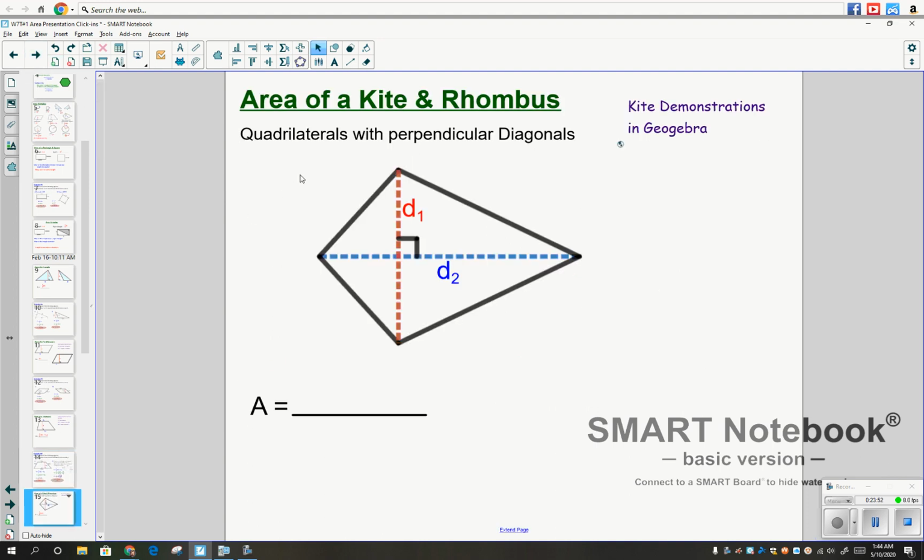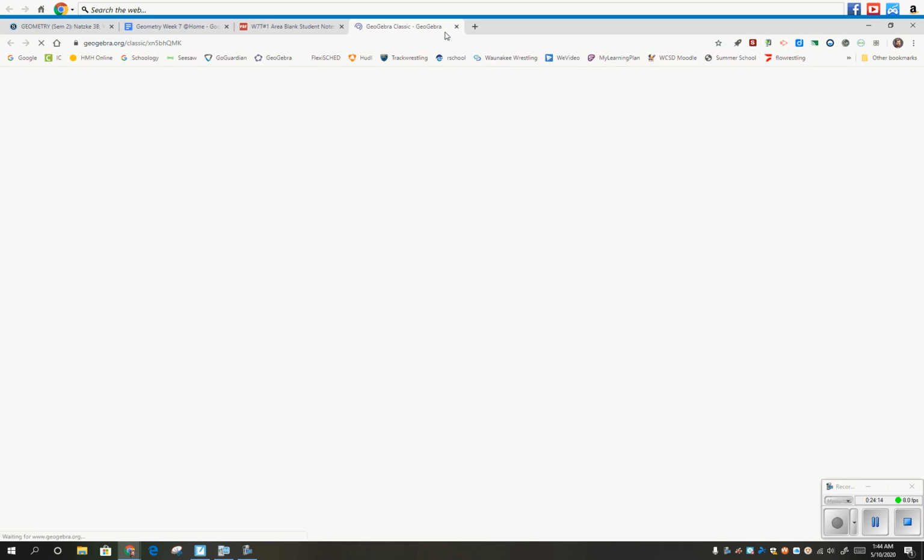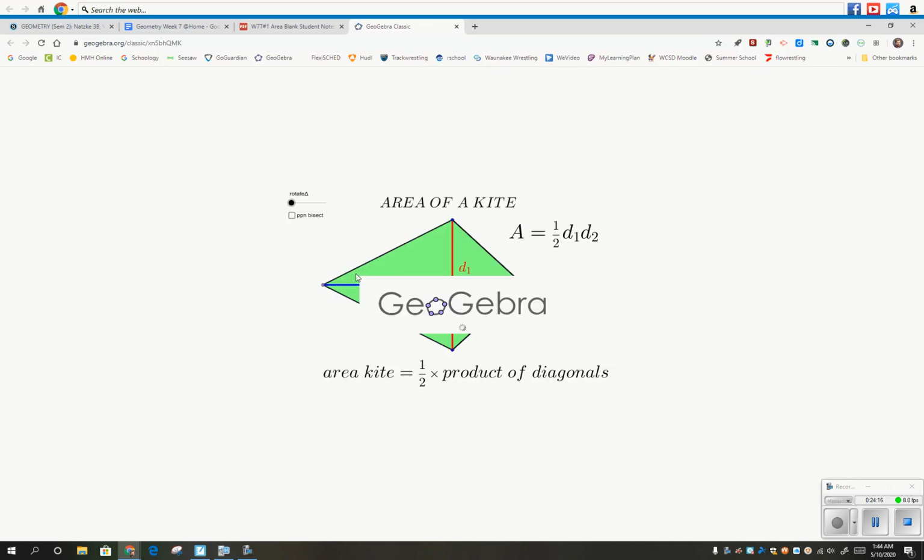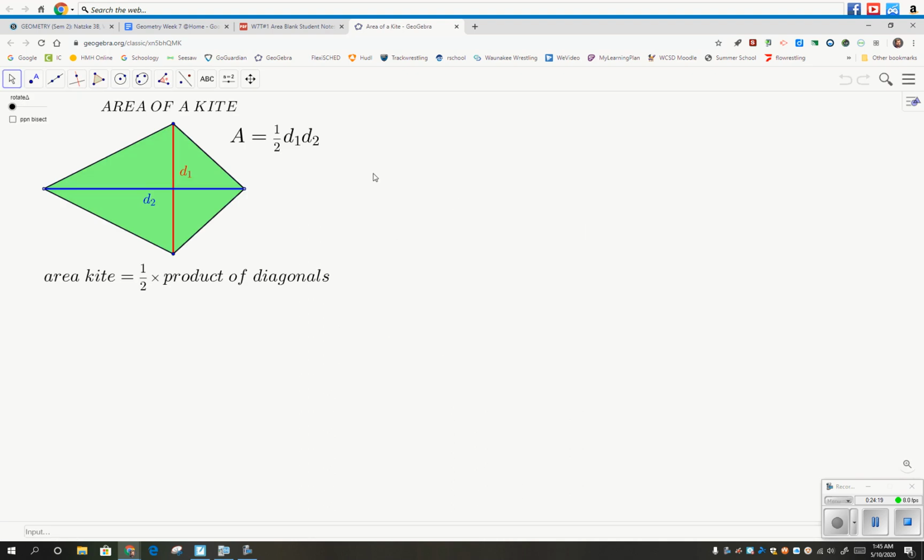What about a kite and a rhombus? What do these two quadrilaterals have in common? They have perpendicular diagonals. So the formula we're going to look at next works when I have perpendicular diagonals, which does also mean if you wanted to, you could use this formula on a square as well. So I'm doing a little demonstration. How do we get this? So it tells me the area of the kite is 1/2 times d1 times d2. So it's the product of the two diagonals. Well, how do I get that?